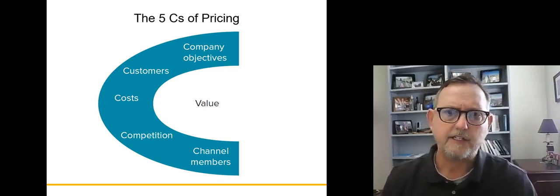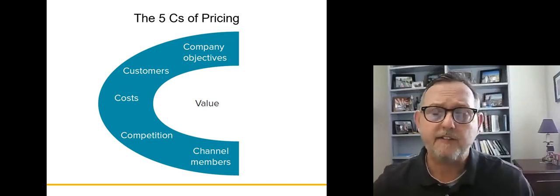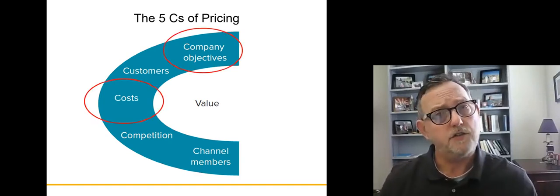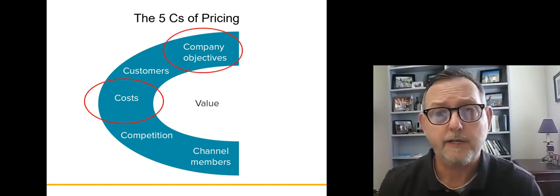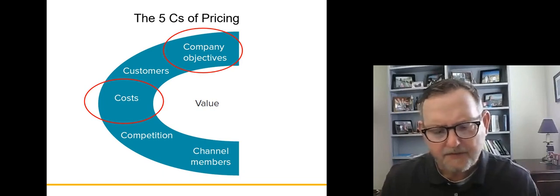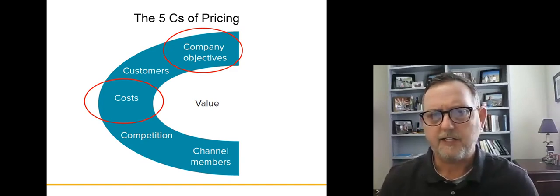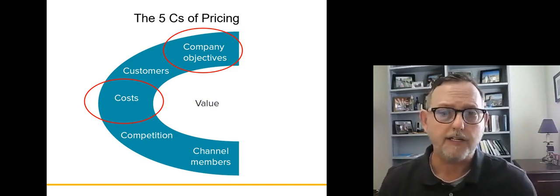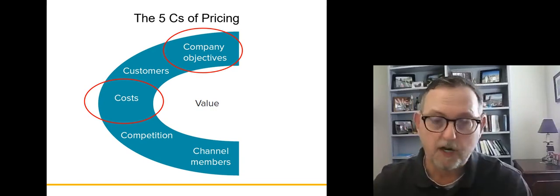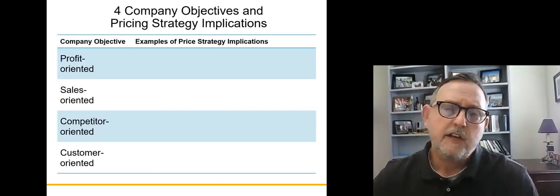So there's a lot of moving parts, a lot of things to consider, and we'll look at those through the perspective of this 5C model. In this video, we're just going to talk about 2 of the 5 C's, and in other videos we'll look at the other C's as well. In this video, we'll look briefly at company objectives for setting price, but then also spend a good amount of time on costs. First, though, let's look at those company objectives.